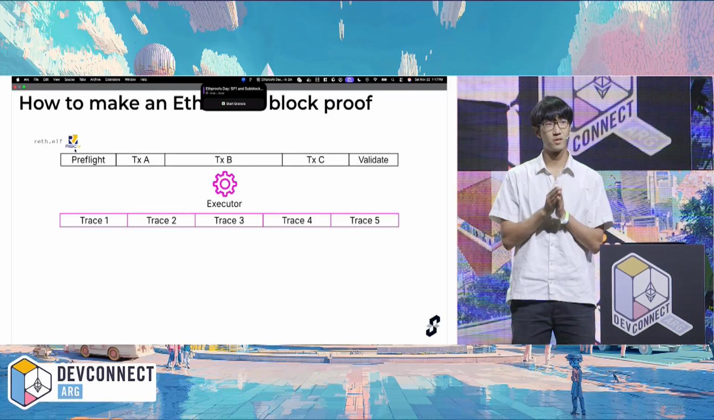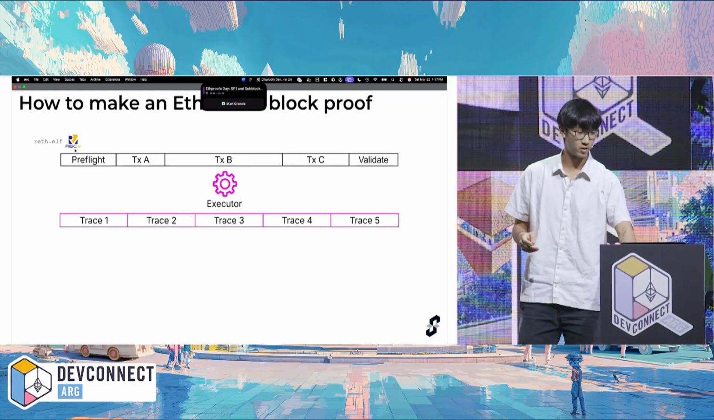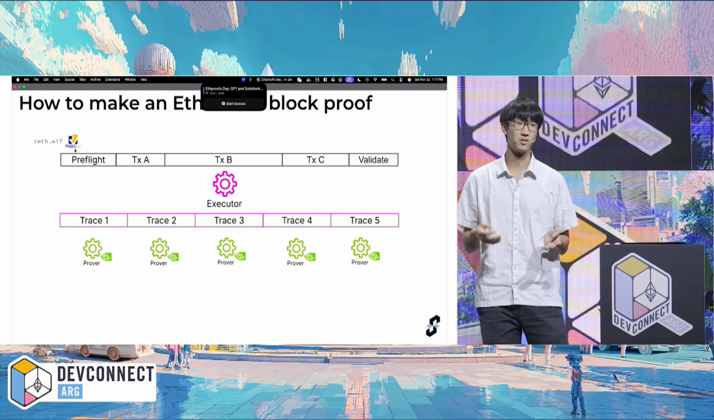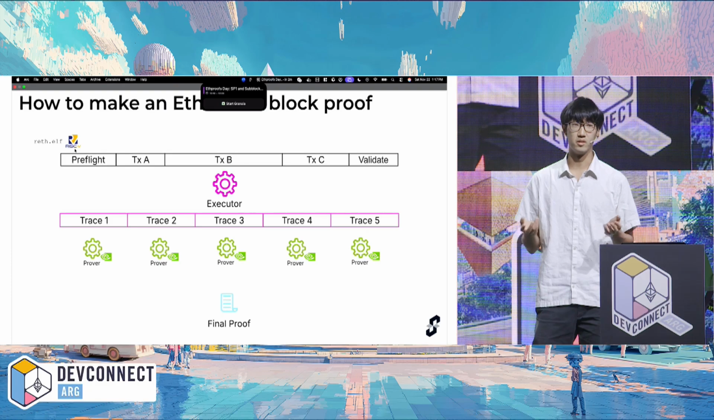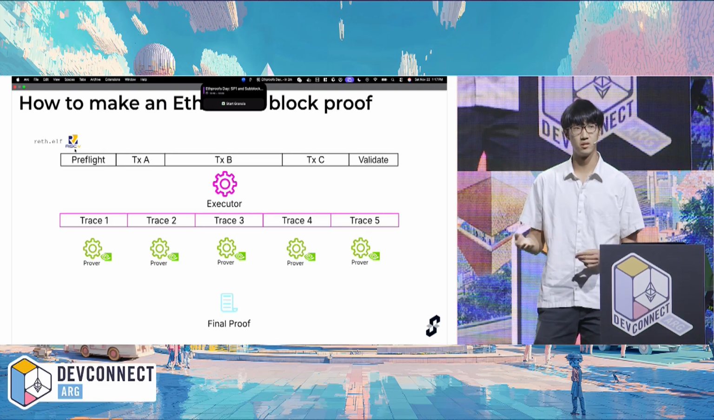So what we do, we break the traces up into small pieces. We can prove all the pieces individually using some GPU-accelerated prover. And we can aggregate them together using recursive snark verification into a single constant-size proof.